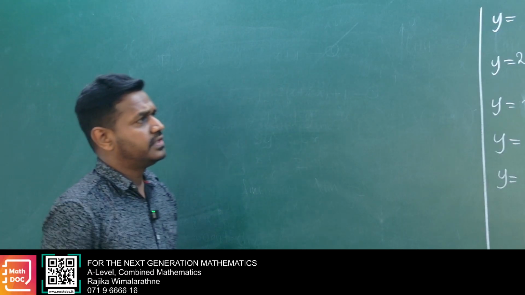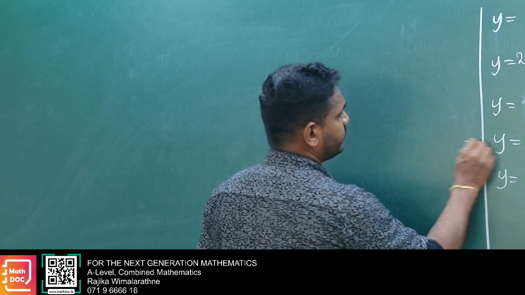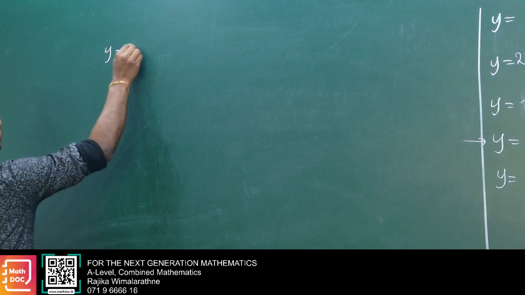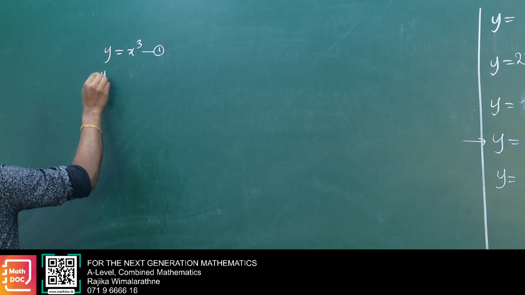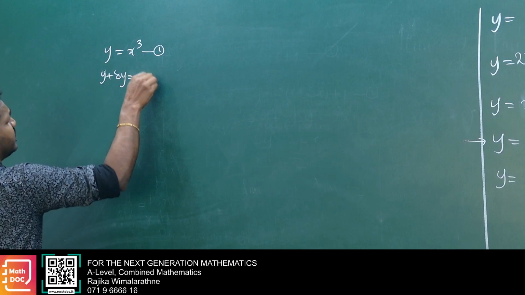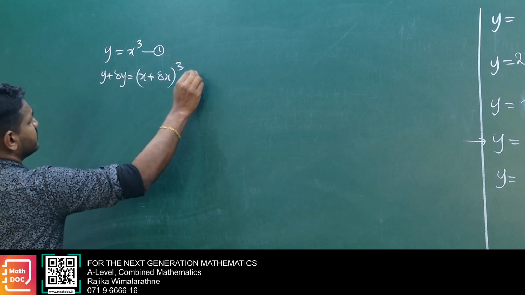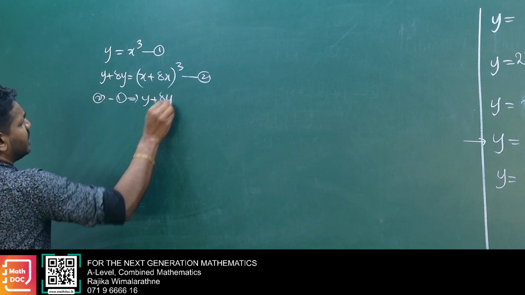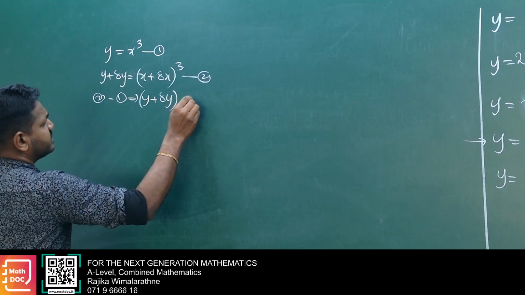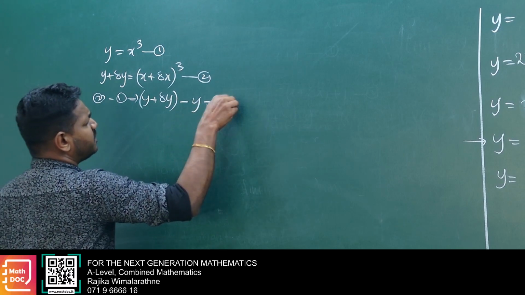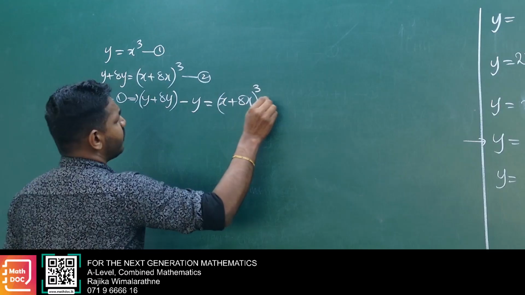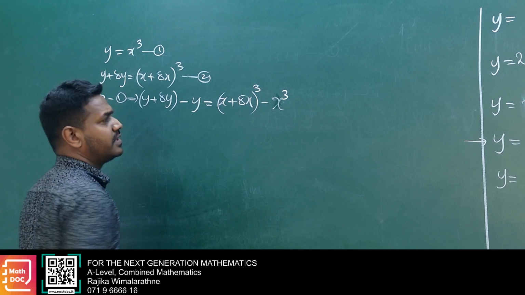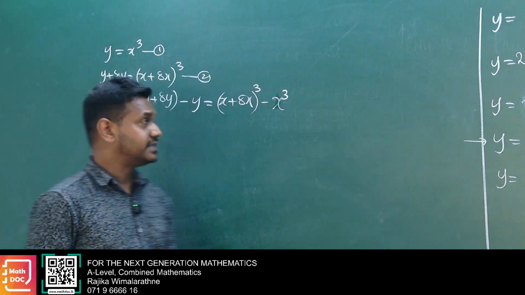Okay, I'll do the x cubed relation. Consider y equals x cubed. Y plus delta y equals x plus delta x cubed. Subtract: y plus delta y minus y, x plus delta x cubed minus x cubed. Okay, then simplify.